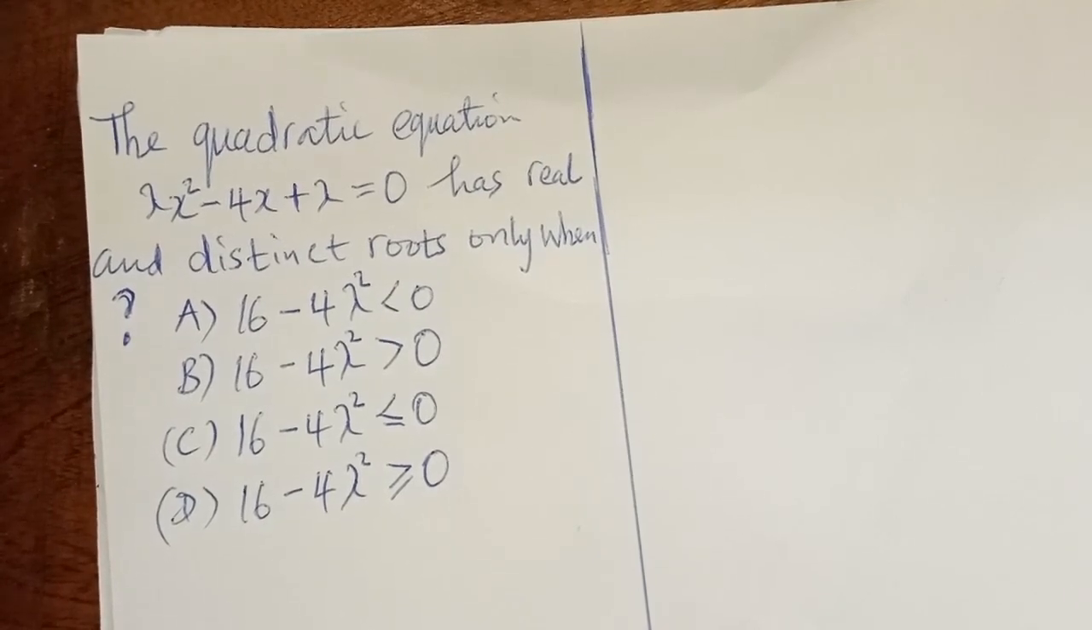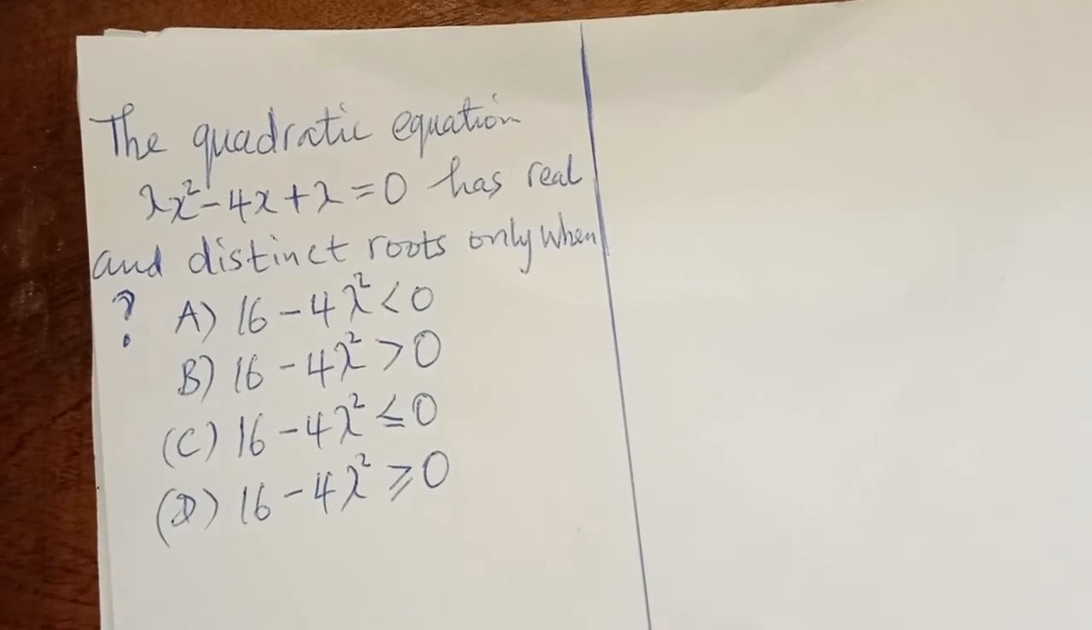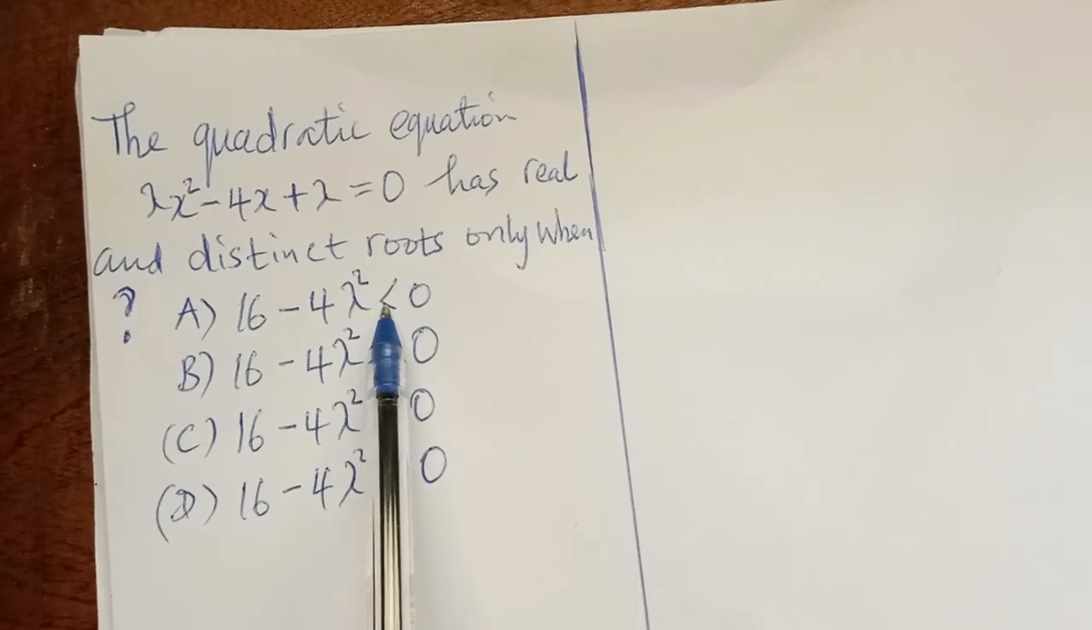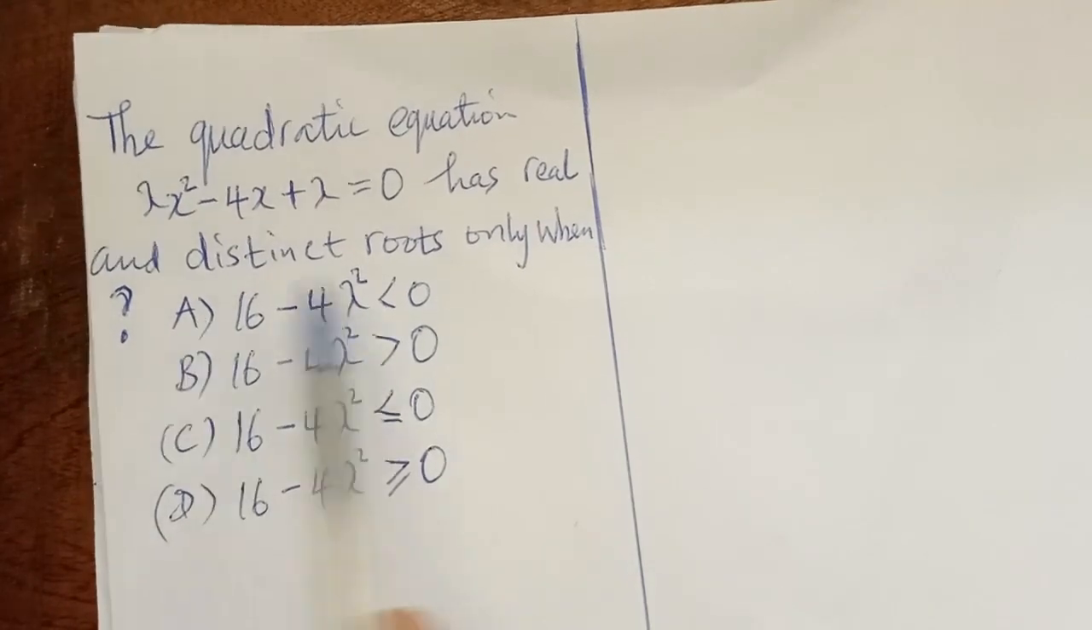If a quadratic expression is given as this one, lambda x squared minus 4x plus lambda, and has real and distinct roots only, which option is correct? First, you must know that for any real and distinct roots, the discriminant b squared minus 4ac must be greater than 0. It is not less than 0, it is not less than or equal to 0, and it is not greater than or equal to 0. It must be greater than 0. In other words, just by looking at the options, the first one, which is less than 0, cannot be correct for the discriminant b squared minus 4ac.